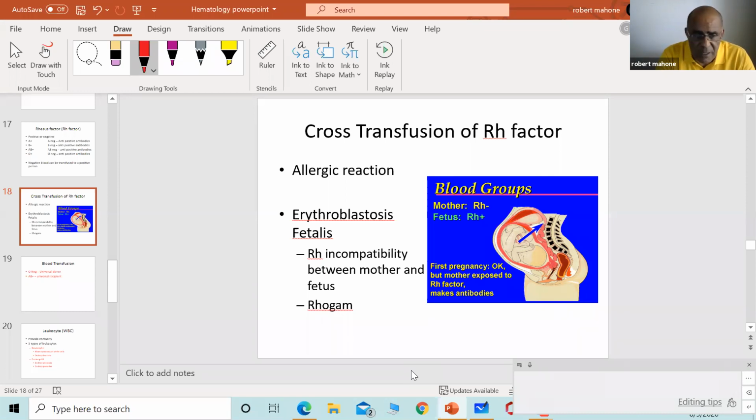And they'll usually find out that there's a problem with the placenta. And the baby's blood and the mother's blood are actually mixing. And that should not happen.